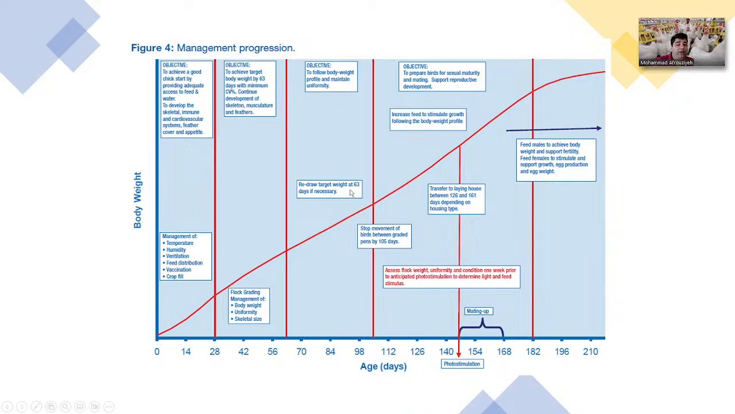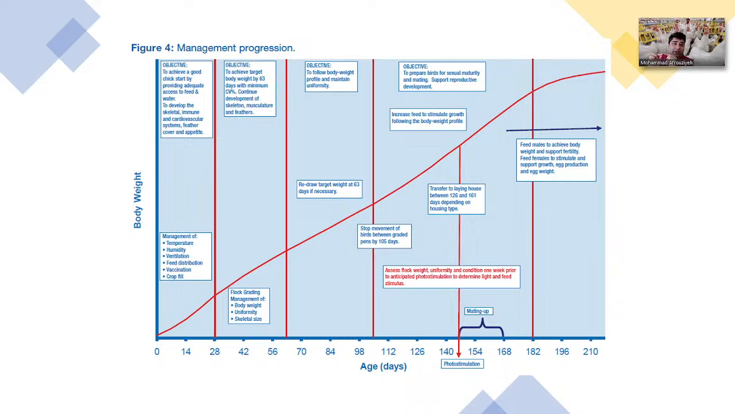Redraw target weight at 63 days of age if necessary. I have talked about redrawing the target body weight for underweight and overweight birds in my last video, so make sure to watch that video. It's really important, because if your birds are small and you want to bring them on the target body weight, you can't do that overnight. You can't do that in a week.